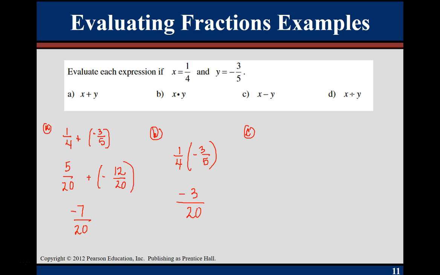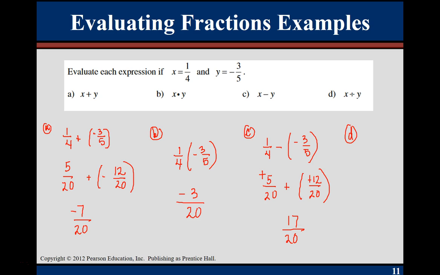For C, I have 1/4 minus a negative 3/5. This one's a little tricky. While my fractions will still be 5 over 20 and negative 12 over 20, when you're subtracting numbers that have opposite signs, you're actually going to add the opposite. So this will stay a positive, this will turn to addition, and this will turn to a positive. So I'm talking about 17 over 20.